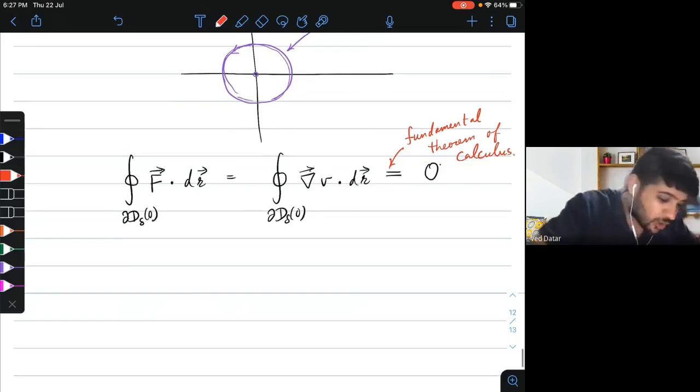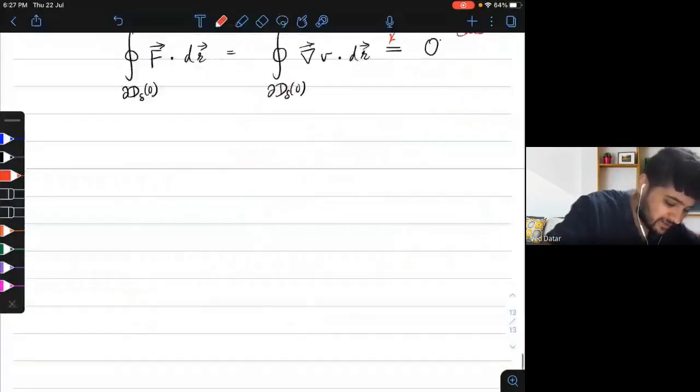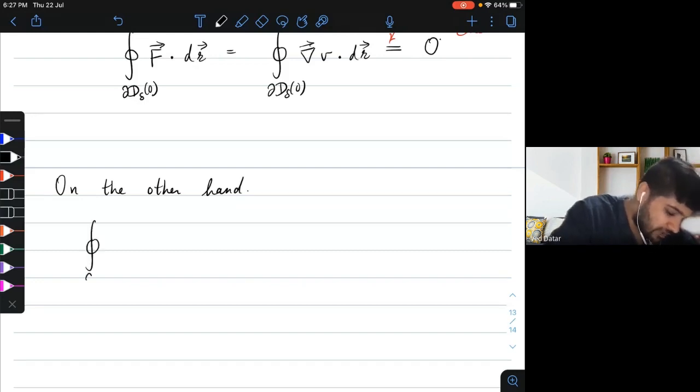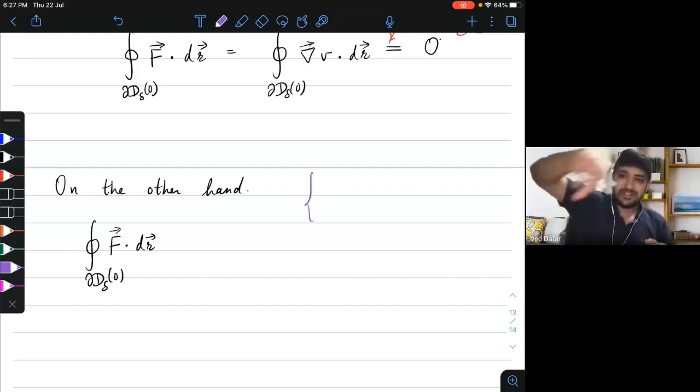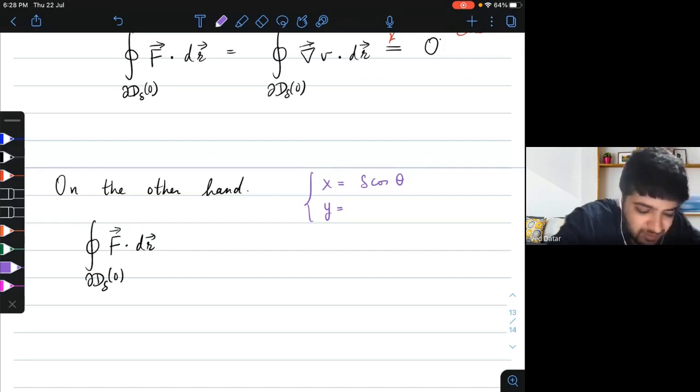Okay, but on the other hand, we have a concrete formula for f. So let's calculate this line integral by hand. On the other hand, what is the line integral of this vector field? You have to parameterize the curve, so you are going to use polar coordinates. We let x be delta cosine theta, y be delta sine theta.